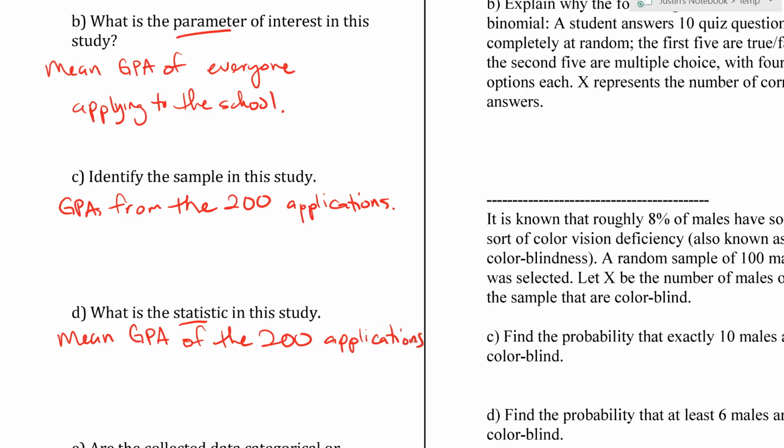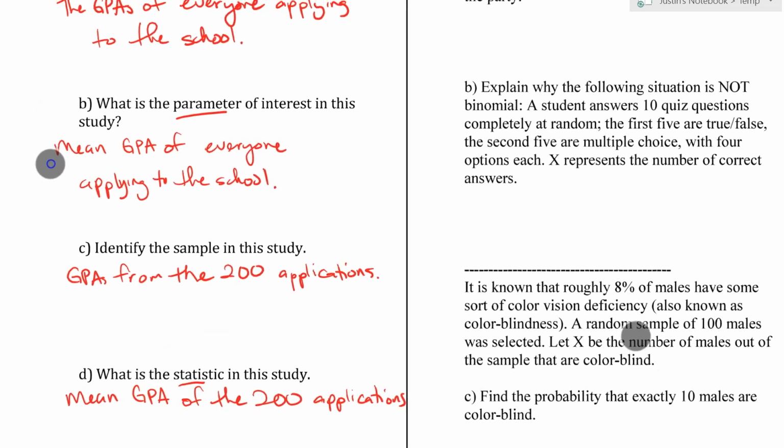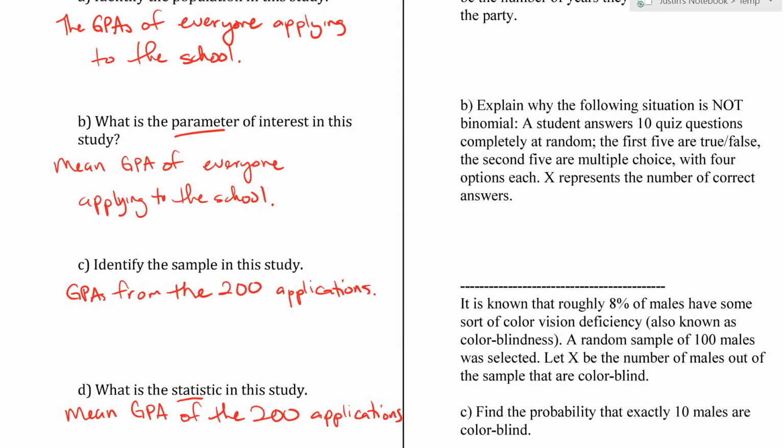Right, so you'll notice there's really a lot of similarities in what we're looking at here. What's the big difference between B and D? Because they both say mean GPA. They're both measurements, but it's who we're measuring. The parameter is measuring everyone versus the statistic is measuring just the 200 applications. But they're both means, the method that we're using to measure them.